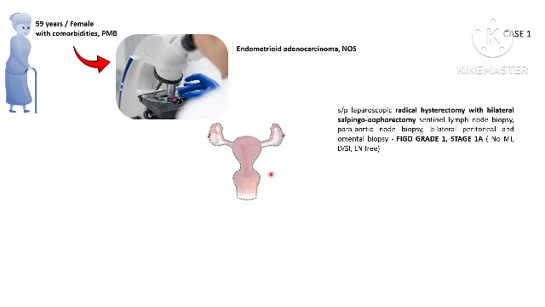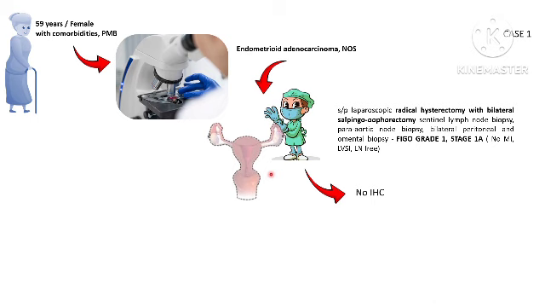So this is case 1, a 59-year-old female with known history of hypertension and diabetes on treatment, who suddenly presented with postmenopausal bleeding. On endometrial curettings, the tumor was confirmed as endometrioid adenocarcinoma NOS. Subsequently, she underwent radical hysterectomy with bilateral salpingo-oophorectomy, which again showed a low-grade, low-stage tumor with no myometrial invasion, no lymphovascular space invasion, and lymph nodes were uninvolved. IHC was not done for this patient. The sample was sent for NGS.